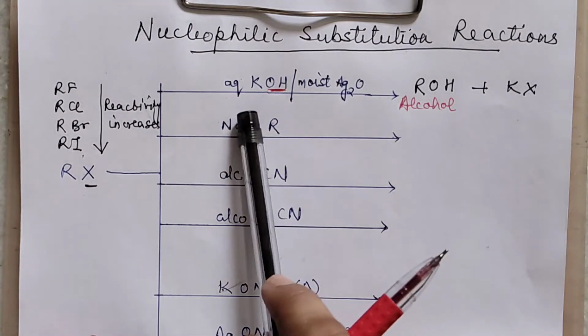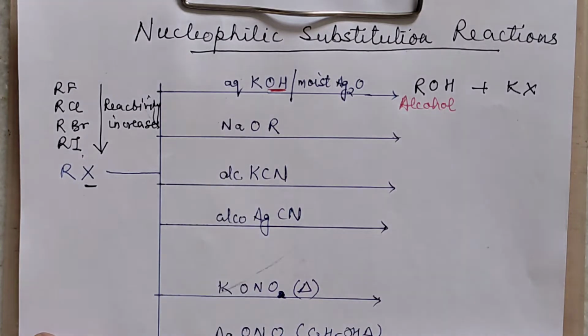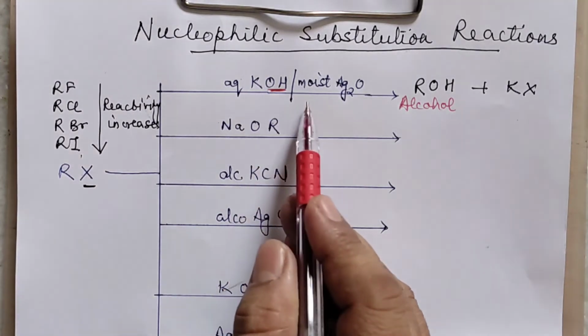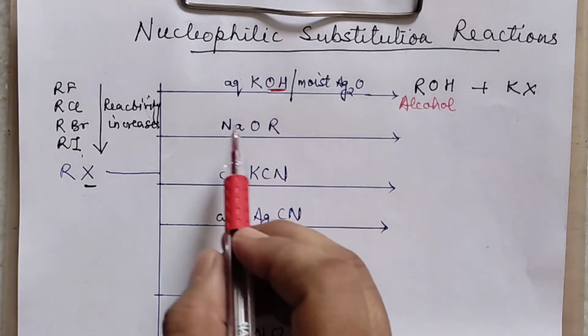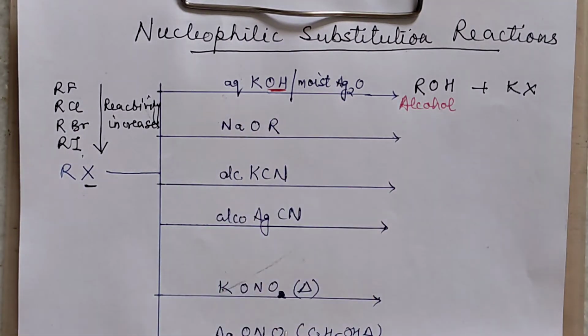If you take alcoholic KOH, the product will be different. Mind it, you have to write aqueous. Only aqueous will give you this OH minus. Okay, clear? If you take water, then also a similar product is obtained. Water will be HOH, so OH will be the nucleophile, and then too you are getting alcohol.